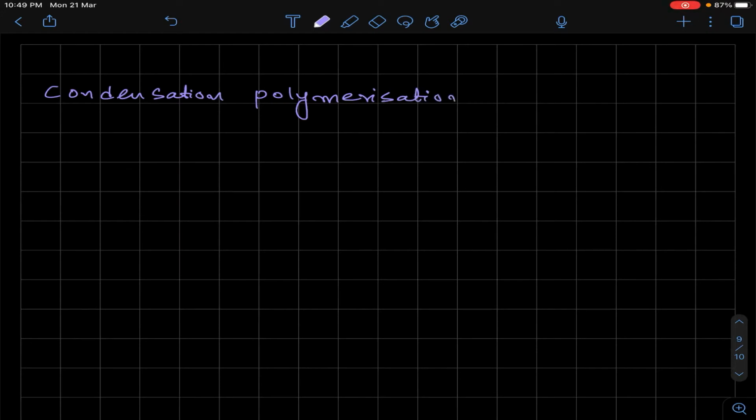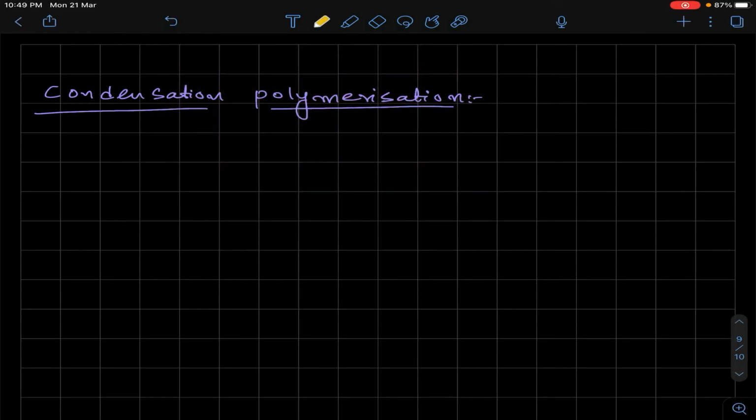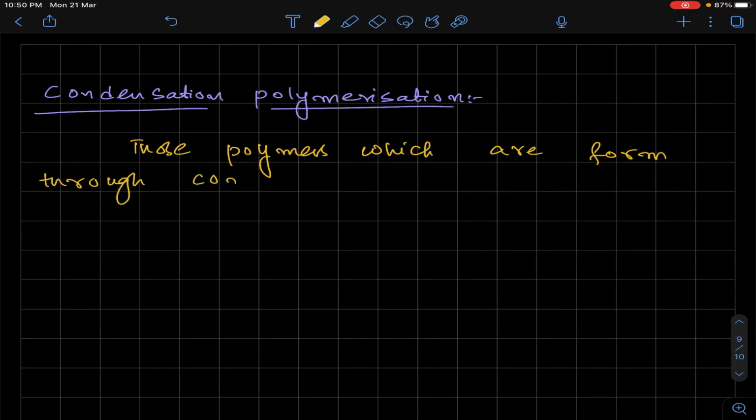All right, so condensation polymerization, or what are condensation polymers? So basically condensation polymers are those which are formed through condensation reactions. So in simple way we can define them as those polymers which are formed through condensation reactions. Right, so those polymers which are formed through condensation reactions, those are called condensation polymers.